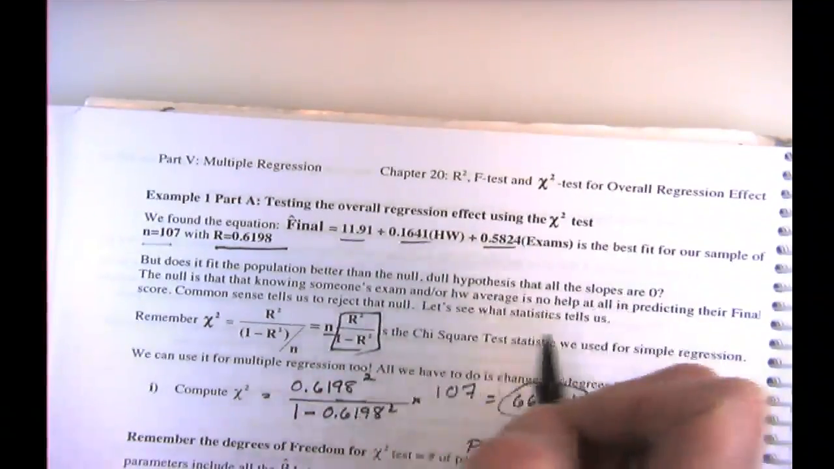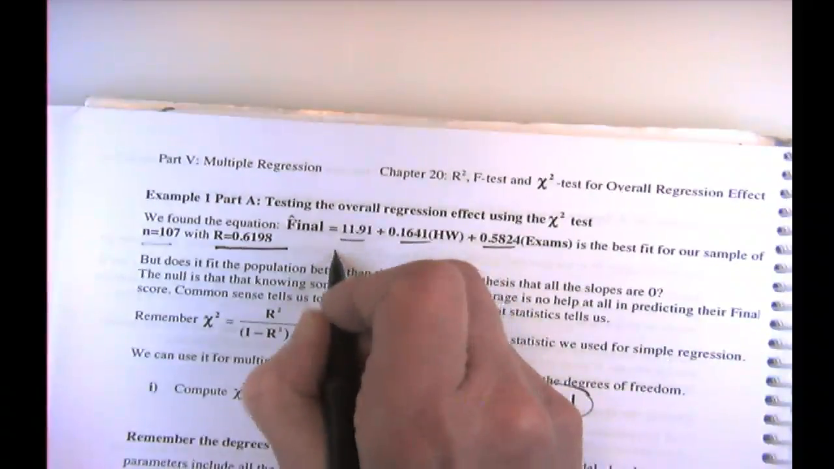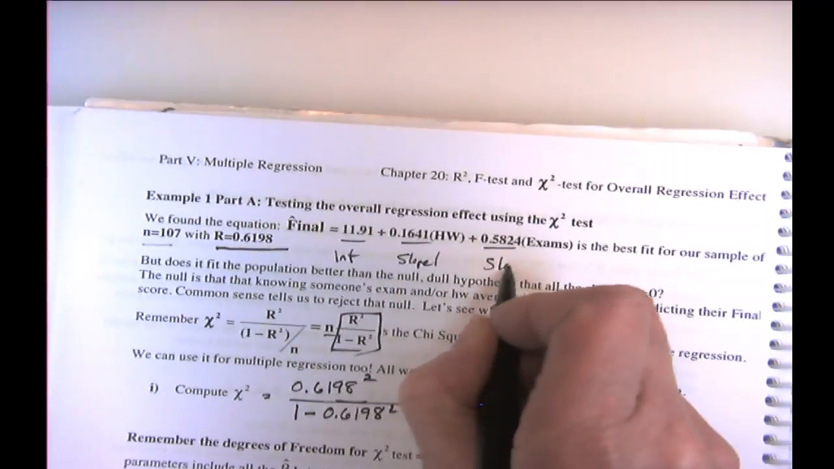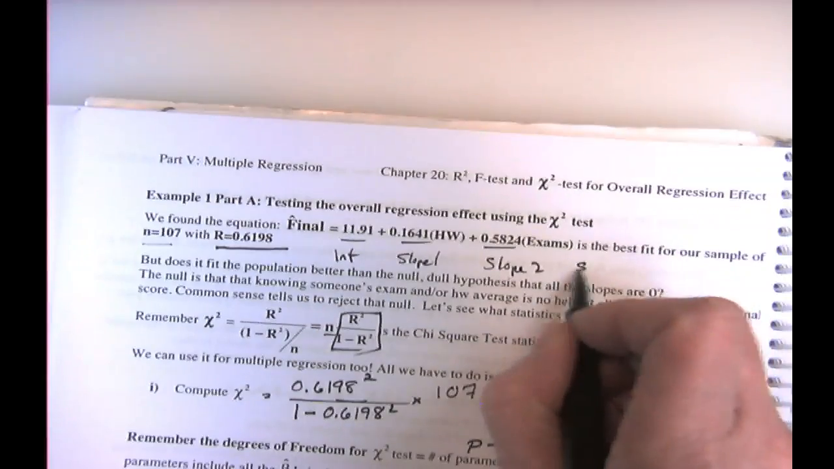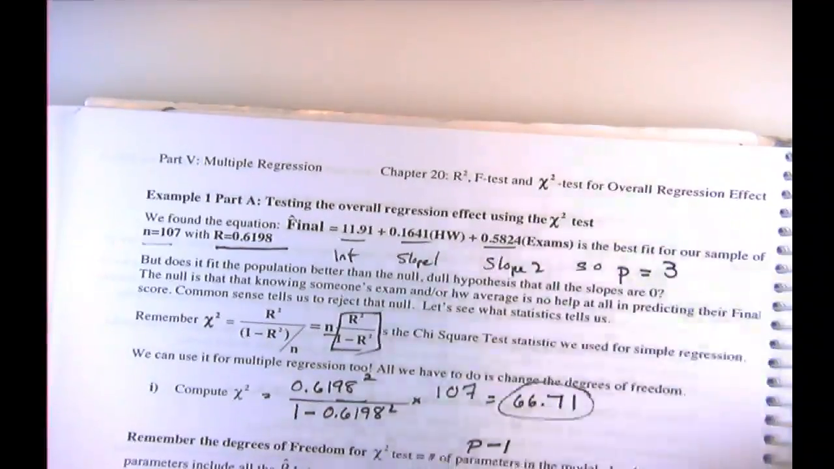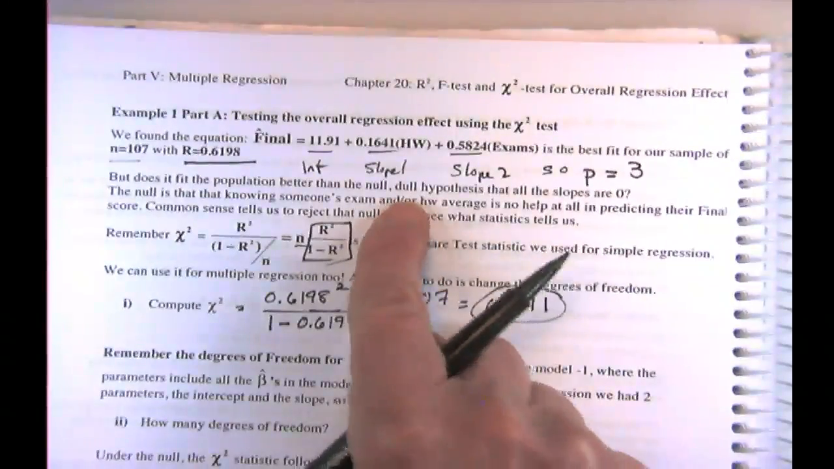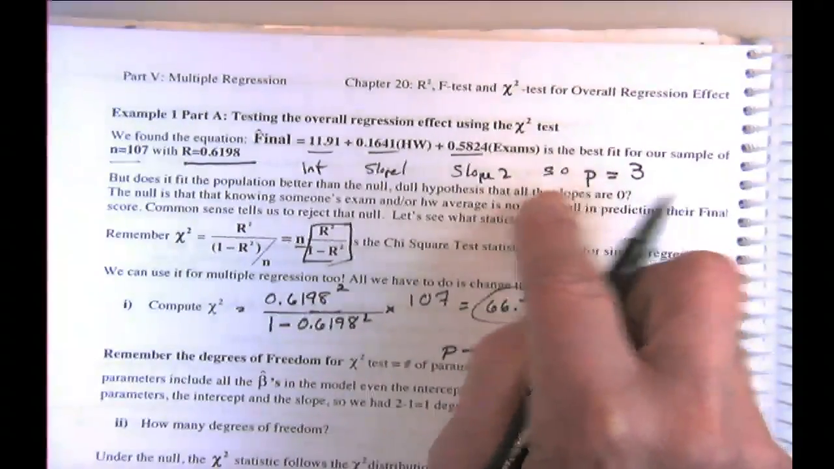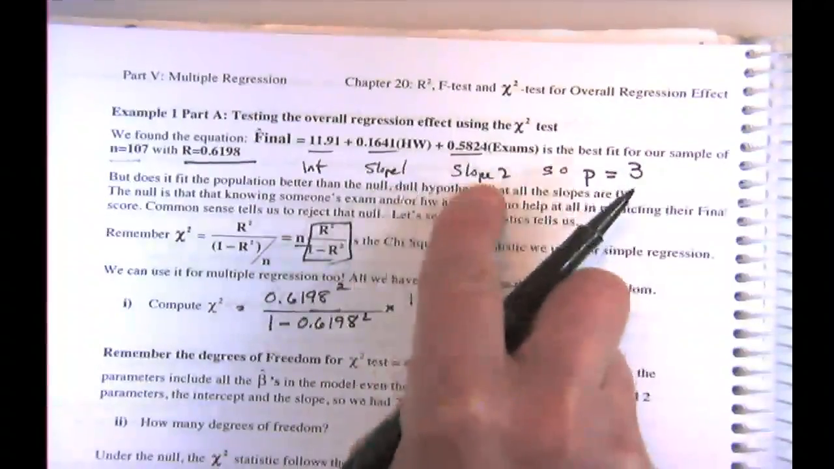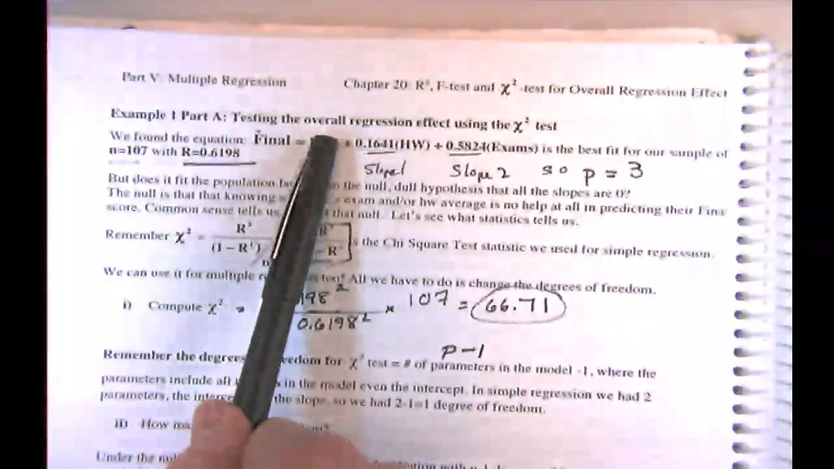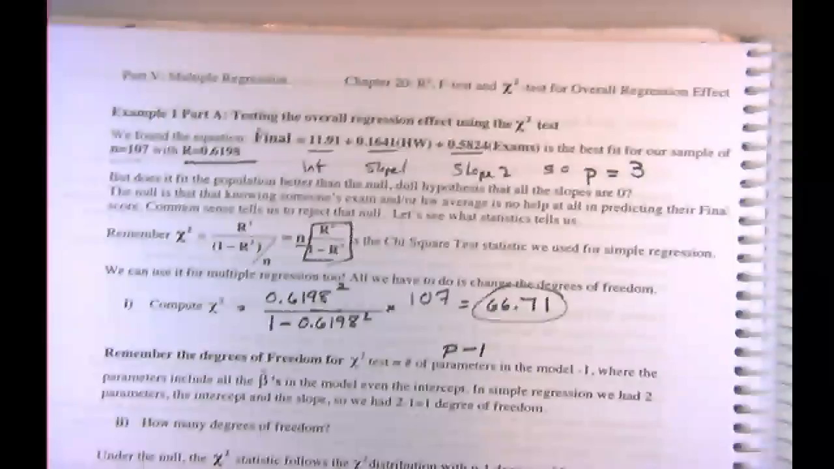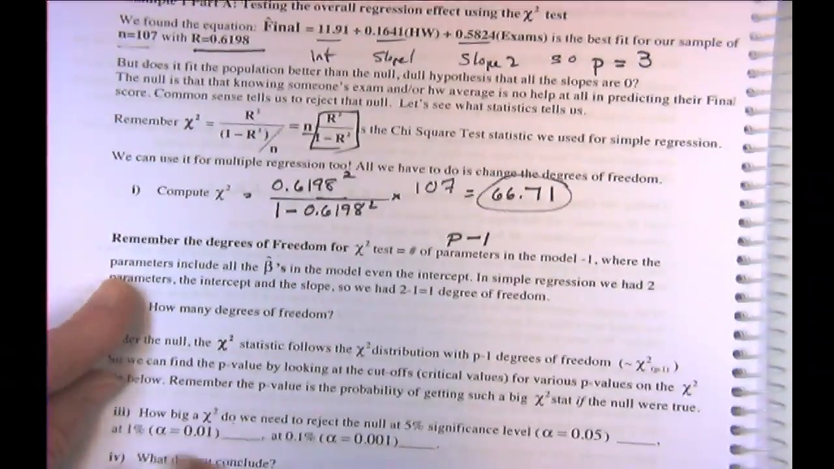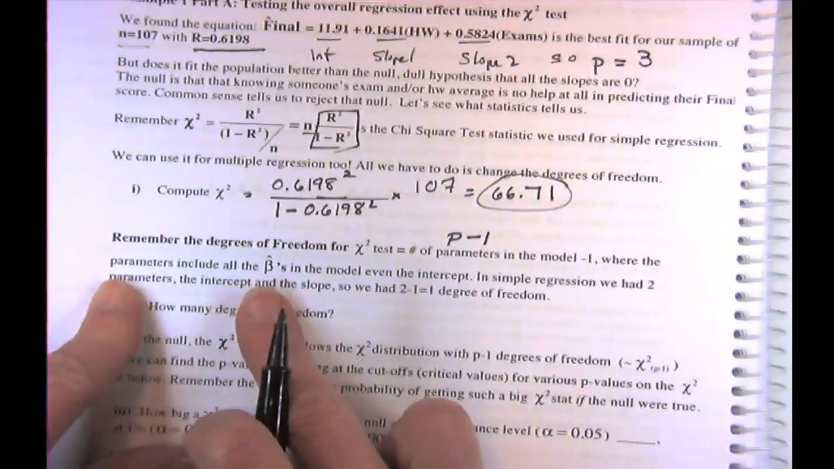Intercept plus 2 slopes. So I'll write that down: you have the intercept, slope 1, and slope 2. So the number of parameters is equal to 3. Now your number of degrees of freedom is your number of parameters minus 1. So the degrees of freedom is the same as the number of slopes, not counting the intercept. All right, so we've got that. We talked about that before, where the parameters include the intercept.